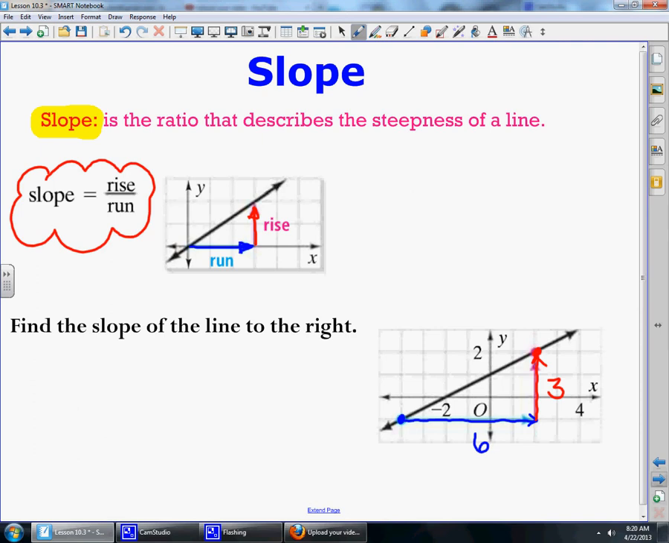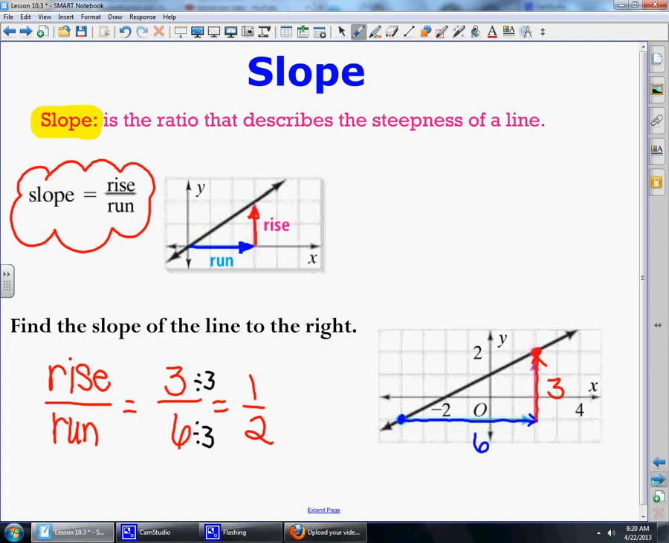Now remember, the slope is rise over run. So your rise is up and down, like you're rising up a ladder. So the rise is 3 over the run, like you're running across the street or running across the room, is going to be 6. So the slope is 3/6, which we know we can divide each of these by 3. So the slope would be 1/2.